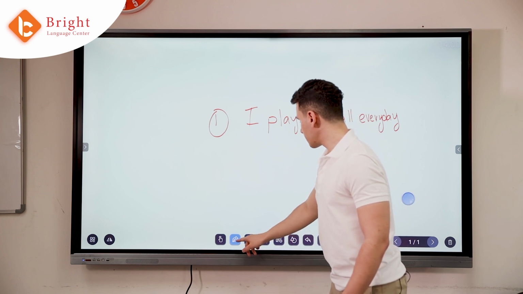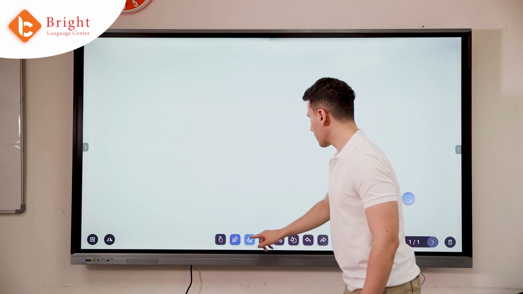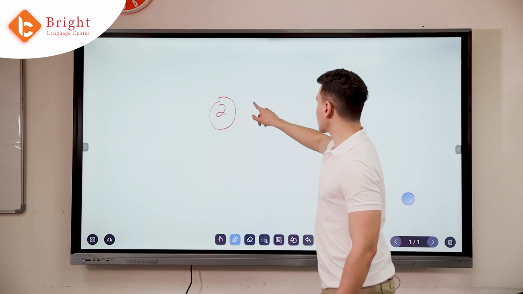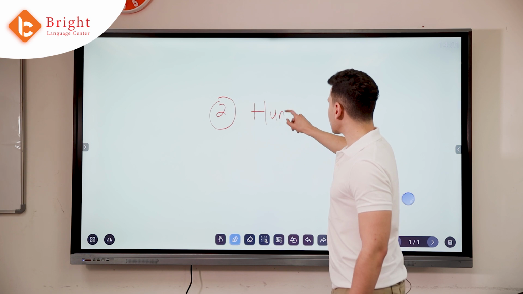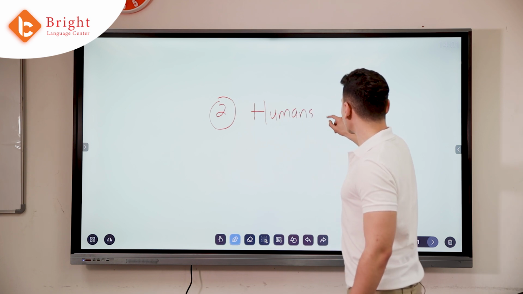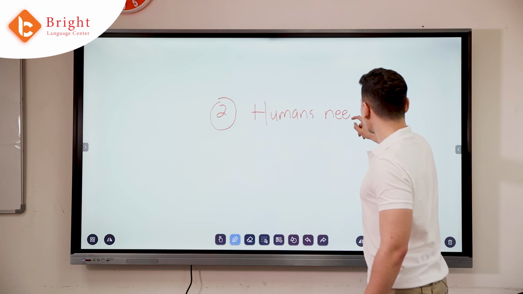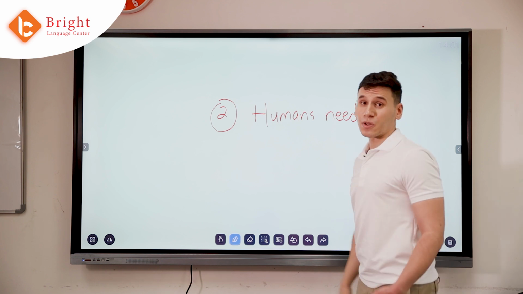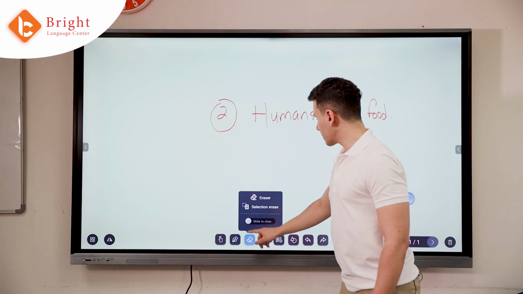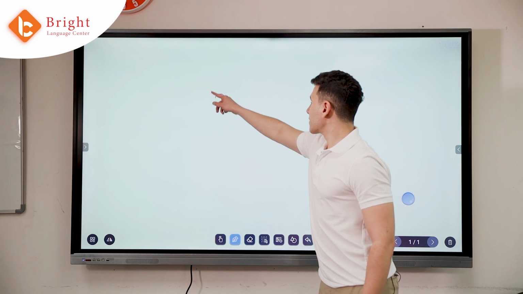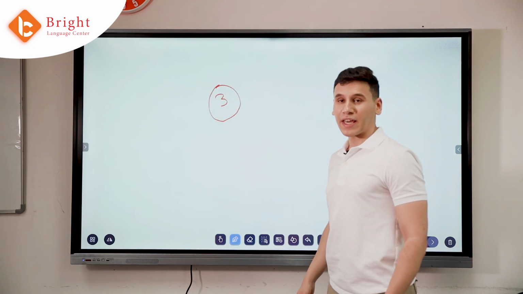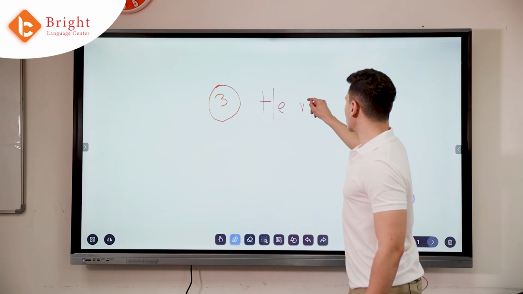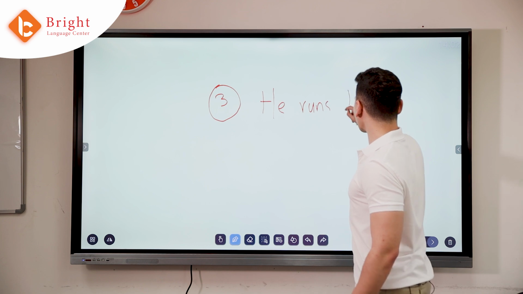The second example, for situations that are always true, humans need food. That's always true. And finally, the last example is when we talk about things that are happening right now. For example, he runs down the wing.